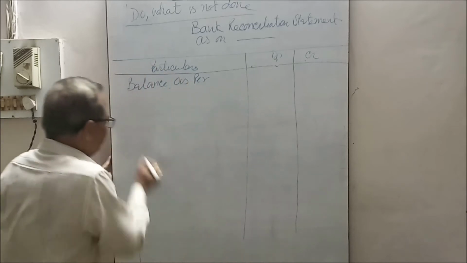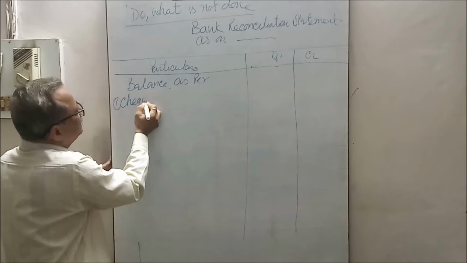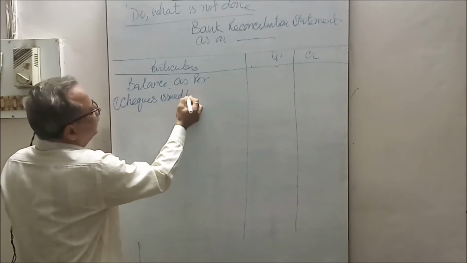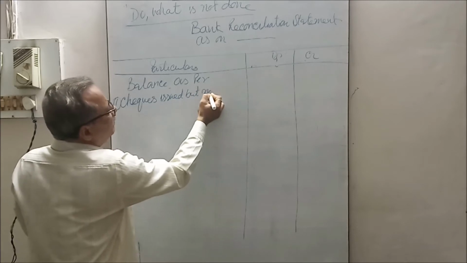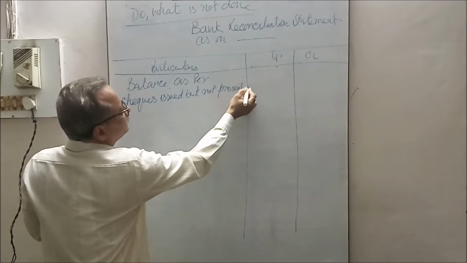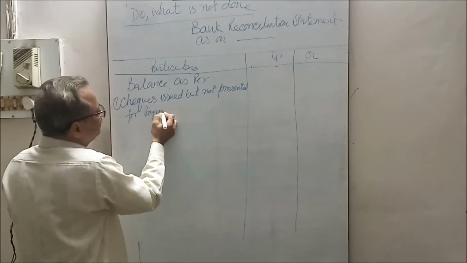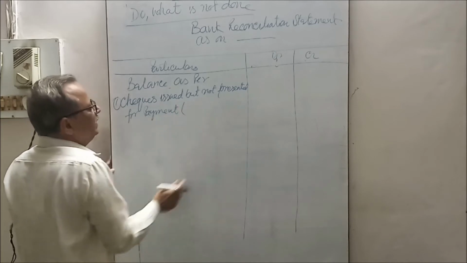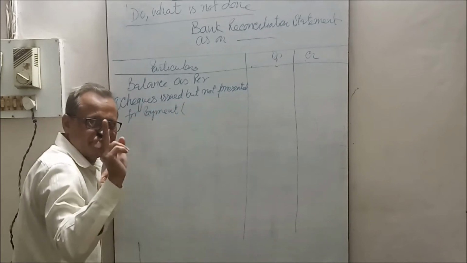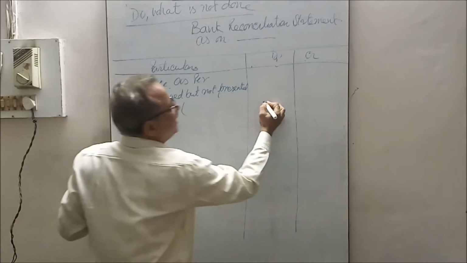Now the items are there. Number one item, checks issued but not presented for payment. That is an item credited in the cash book, not debited in the passbook. What is not done? Not debited, so write it on the debit side.